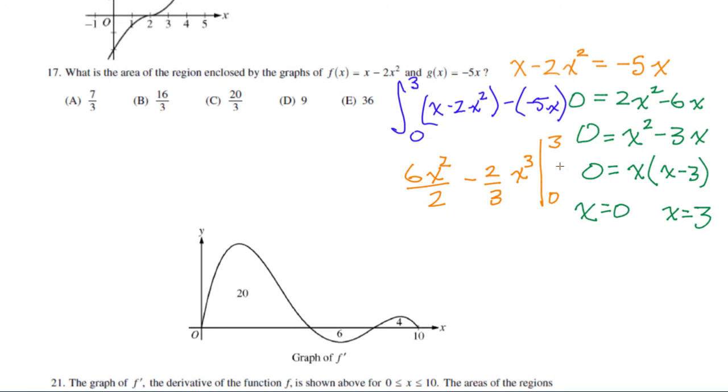All right, so just as a review, this negative 5x is really plus 5x. 5x plus x is 6x. Then I raise the power and divide down. And for this one, 2x squared, raise the power to the power of 3, and divide down.